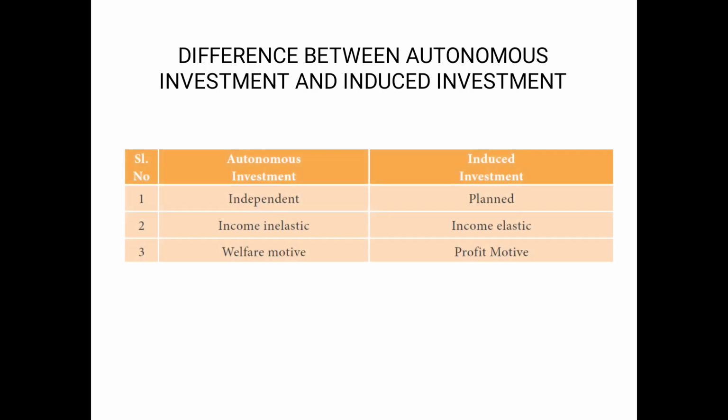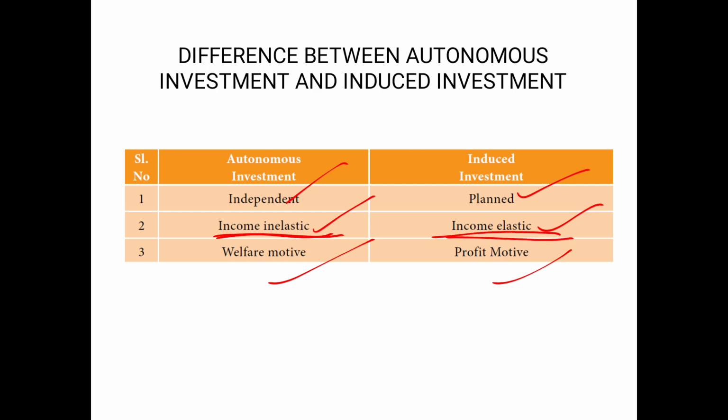Now, difference between autonomous and induced investment. Autonomous, it's done by independent. Here it is supposed to be planned. Here income is inelastic. Here income is elastic. This is welfare motive, this is profit motive. Okay. Why do we say that income is inelastic over here? Because the government is taking from the past saving and it is investing into the economy. Here it is not like that. It depends, that is, investment depends upon the national income of a country.